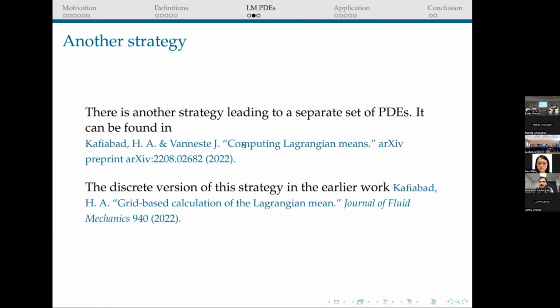There is another strategy that leads to a separate set of PDEs that can be found in this preprint, and each strategy has its own advantages and disadvantages. And then my earlier work was a discrete version of the other strategy that I don't have time to present here.